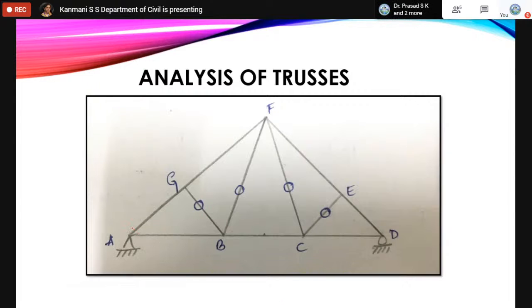See, for this, here we have a hinge support. At hinge support, we have 2 forces. At roller support, we have 1 force. So total external unknown forces available.